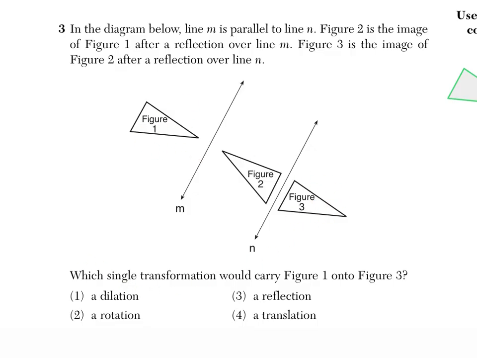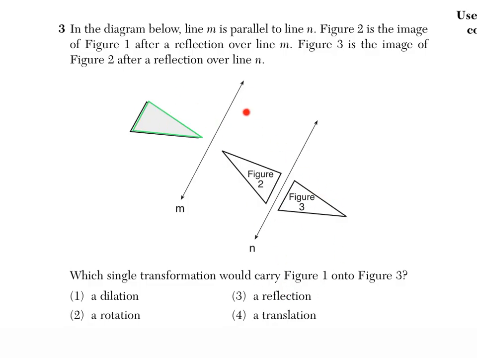And so let's evaluate our 4 options. The first option is a dilation. Well, we know a dilation increases or decreases the size of the object, and we can rule that out because that's not going to get figure 1 to figure 3. When we take a look at option 2, it says a rotation. If this spun, that's not going to shift this triangle over to figure 3.